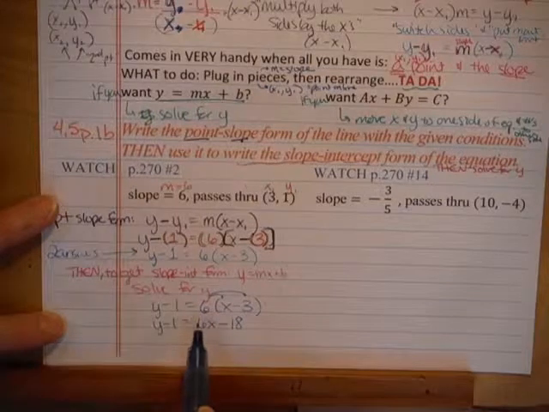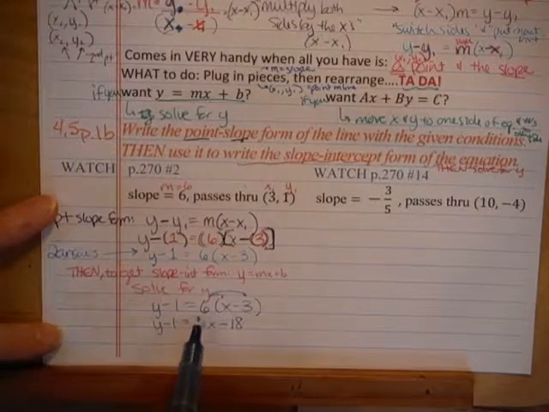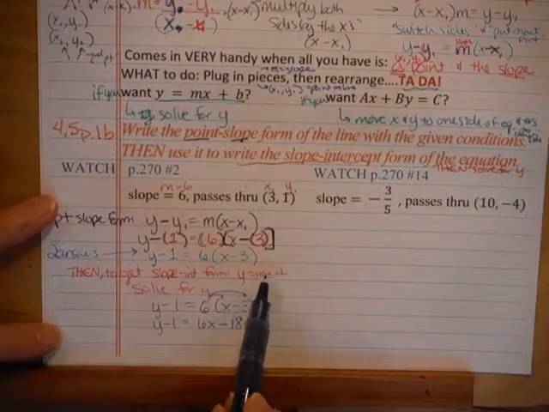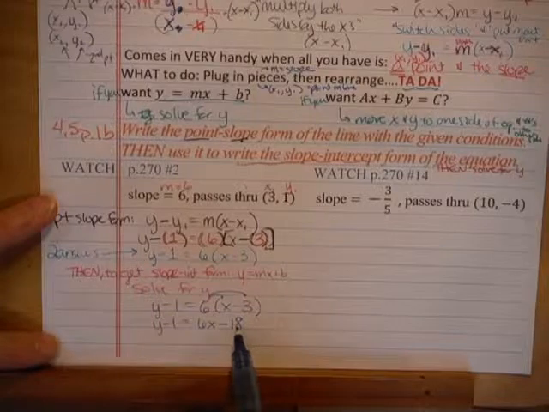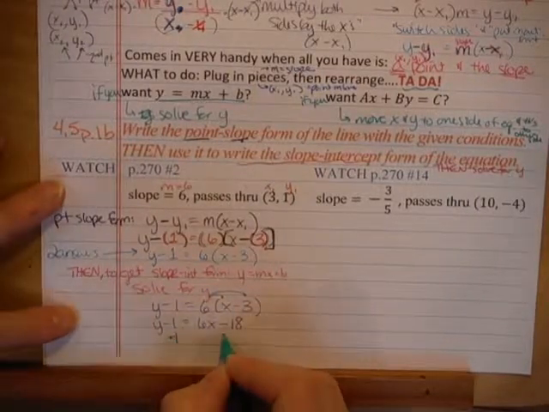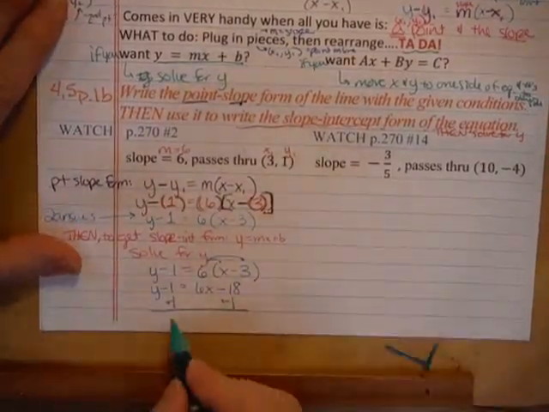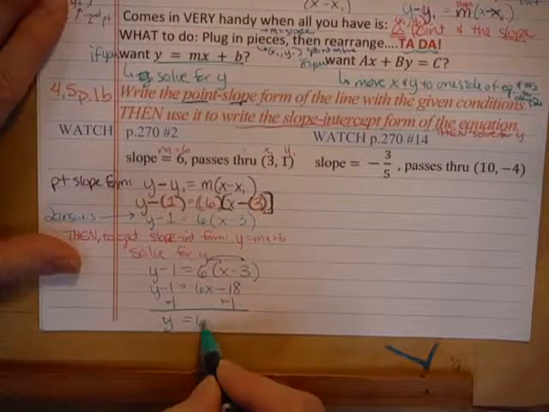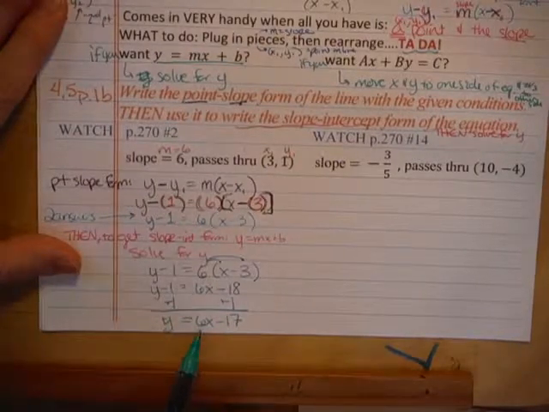Somebody might go, well, wait a minute, don't we want that m out there? Yes, we do. We're going to get there. Remember, we're looking for mx plus b. There's no parentheses in this final version here. So 6x minus 18, and then we're going to add 1 to both sides. And I get, I'm going to slide the paper up just a little bit to give myself some room to write, y equals 6x minus 17. So there's our y equals mx plus b.